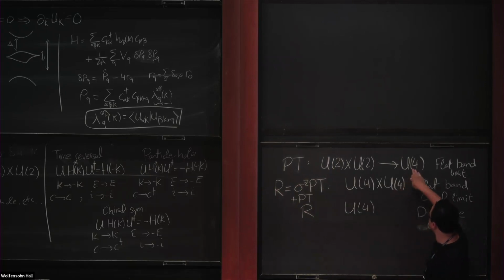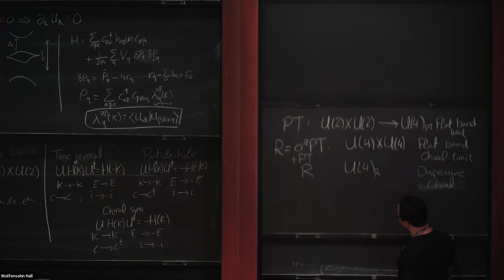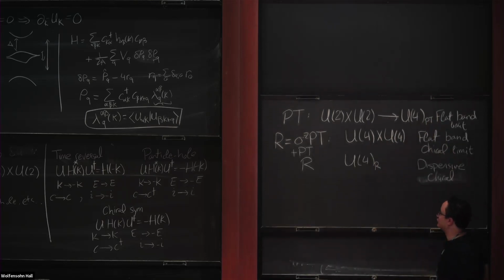And one thing to note is that this U4 and this U4 are different. So these are two different subgroups of this U4 times U4. So usually this is called U4 PT, and this is called U4R. And there's no good reason for calling this symmetry R. It just was called like this.